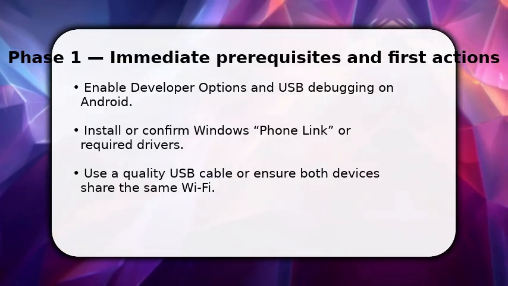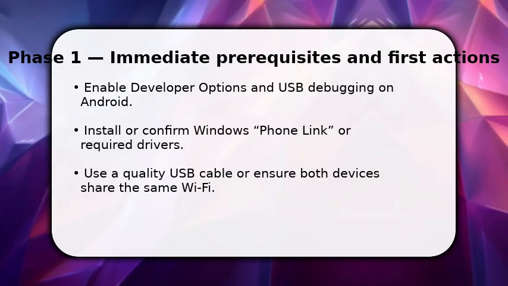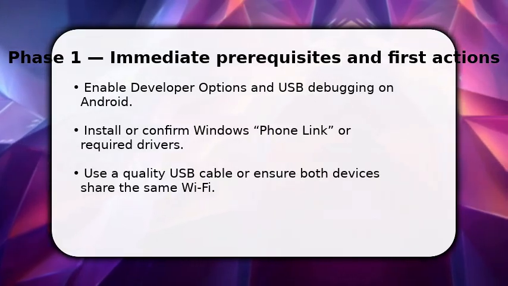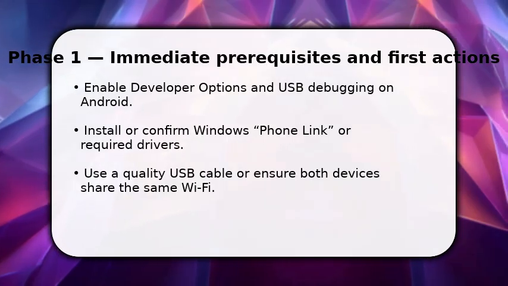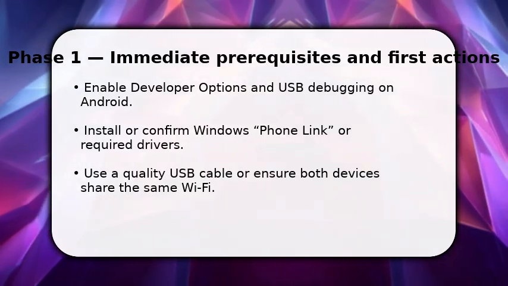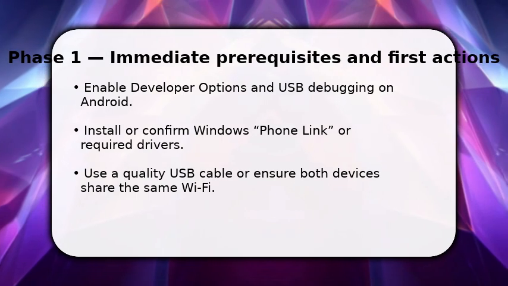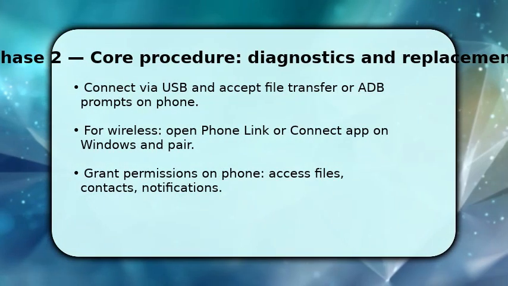Plug a good cable or switch both devices to the same Wi-Fi network for wireless connection. Make sure your phone is unlocked and set to file transfer or the appropriate connection mode. This prevents permission prompts from halting progress. Now you establish the link.